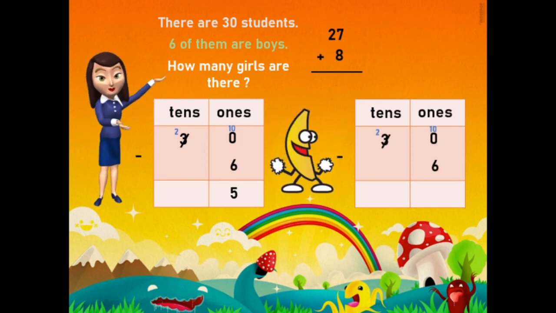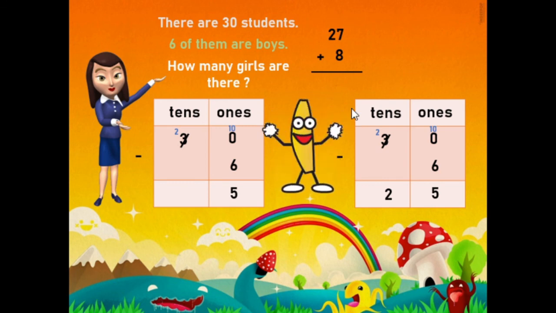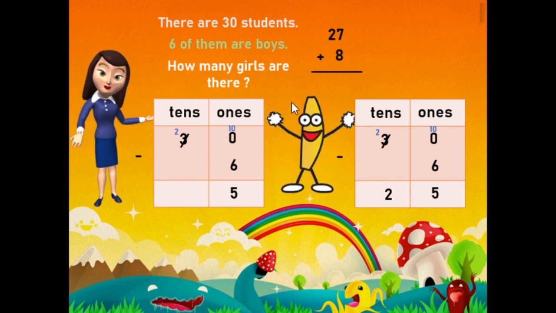Same process for step 2. 10 minus 6 is 4, and 2. So we have 24. There are 24 girls.